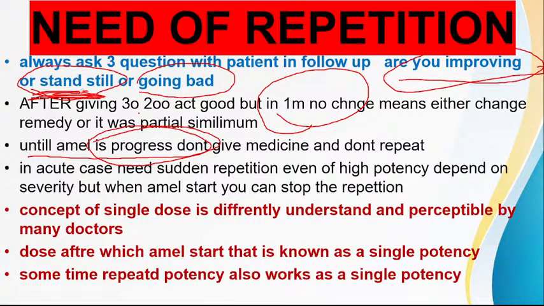In acute cases, we will talk deeply about repetition in the further slides, including the experience of different doctors and old homeopaths. But before that, we will talk about some basic points. In acute sudden emergency cases, there are two chances. Either in acute cases we prescribe a high potency single dose, or a low potency repeated dose. So whenever there are acute cases, you have both options.